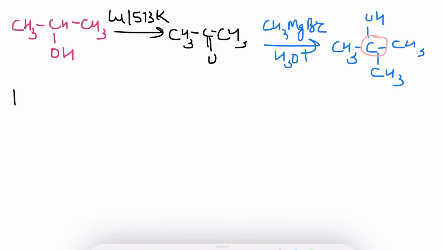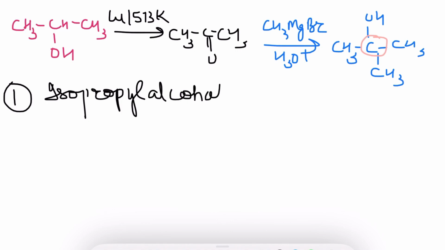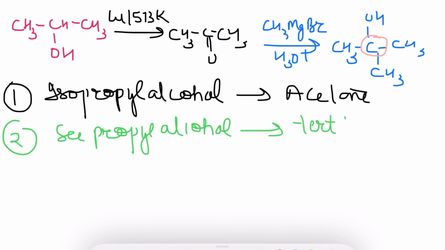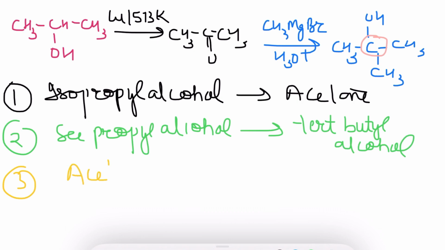So the important conversions: first, you have to convert isopropyl alcohol into acetone. Or we can frame a conversion like convert sec-propyl alcohol into tert-butyl alcohol; sec and iso are the same in the case of the word root propyl. Or we can frame a conversion here: convert acetone, which is propanone, into tert-butyl alcohol.